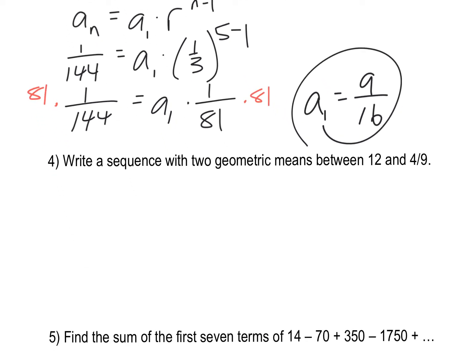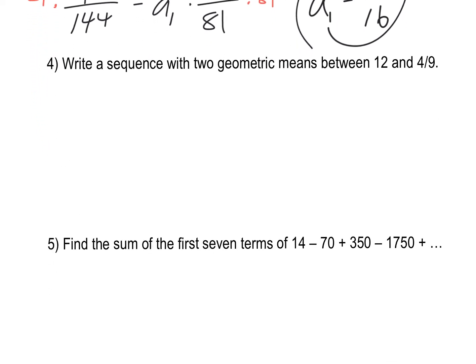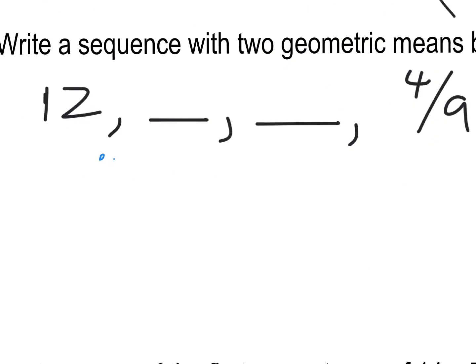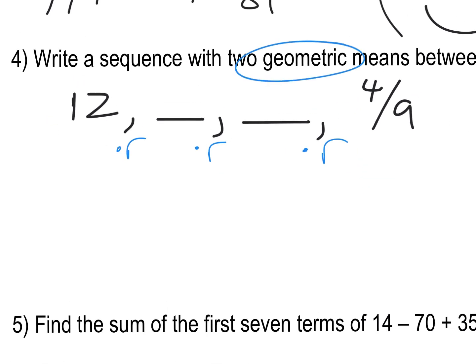Number 4, write a sequence with 2 geometric means in between those two numbers. So remember how we set up the arithmetic means problems? We put 12 in between a blank and another blank and 4/9. And remember we did plus d, plus d, plus d. Well, in this case, we're multiplying by something. So it's times r times r times r. Since it's a geometric series or means, I know that I'm using r and not d, and I know I'm multiplying and not adding.